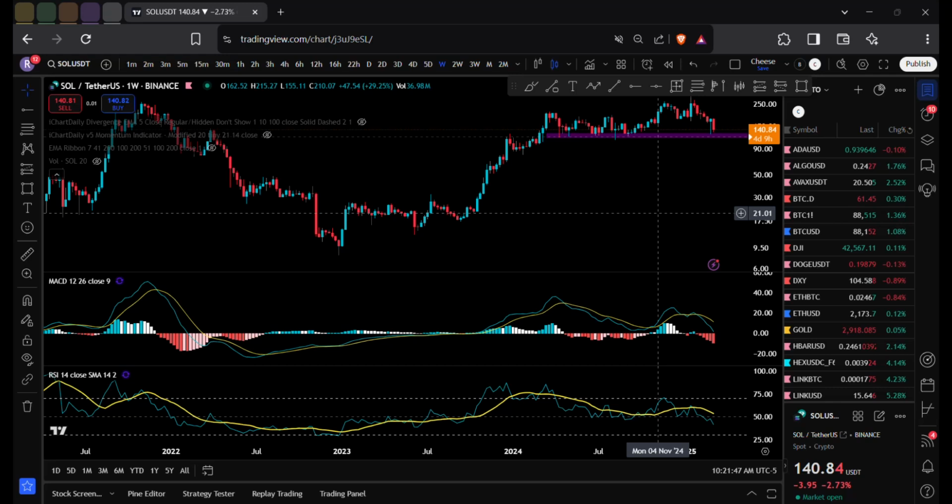Love you guys. Wanted to show you a couple altcoins, how a lot of them are so oversold. Definitely meat on the bone.